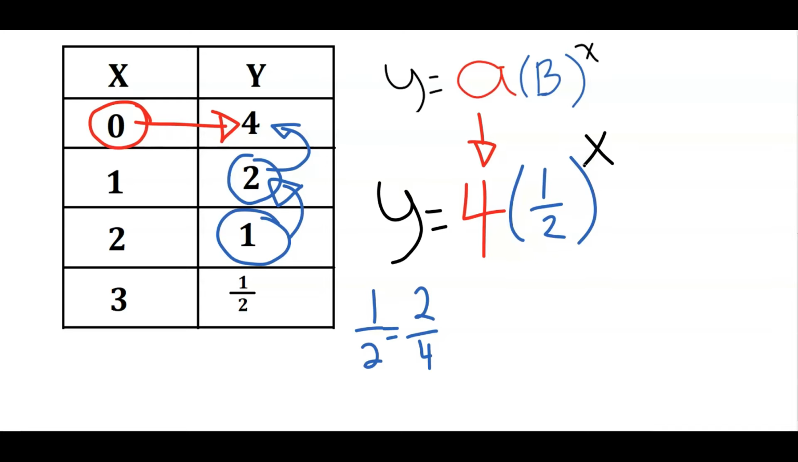You always take a number in the chart and divide it by the number above. That gives you the growth or the decay factor. And as you can see, this is less than 1, so it's decay. And that's how we get the function.